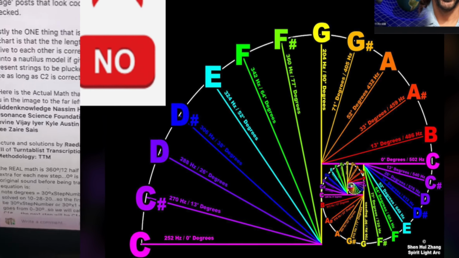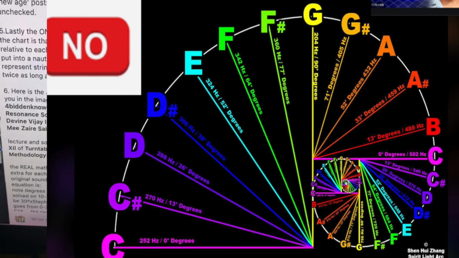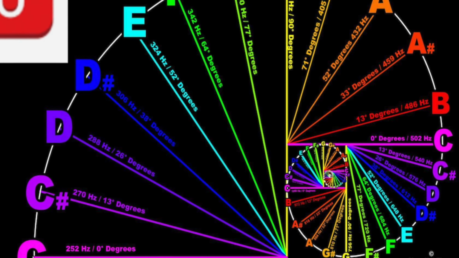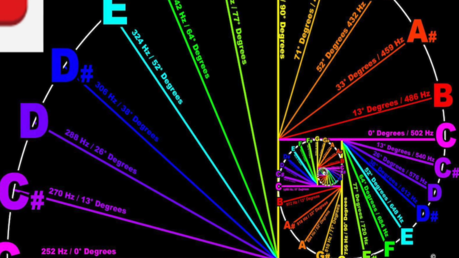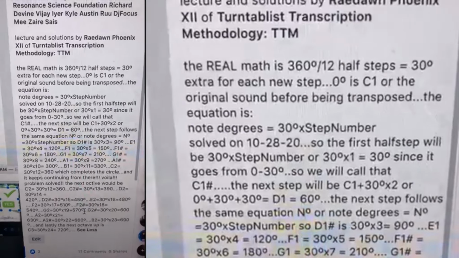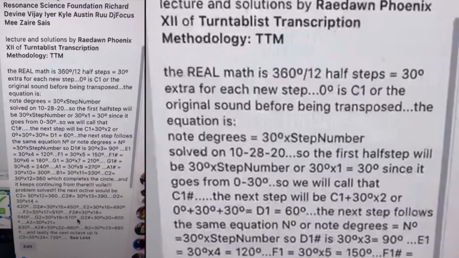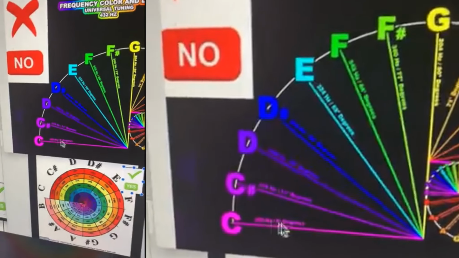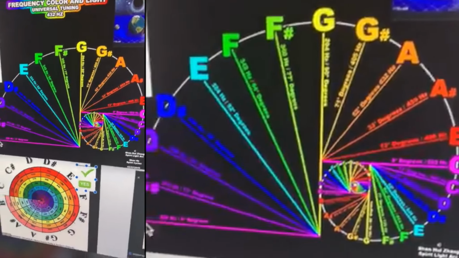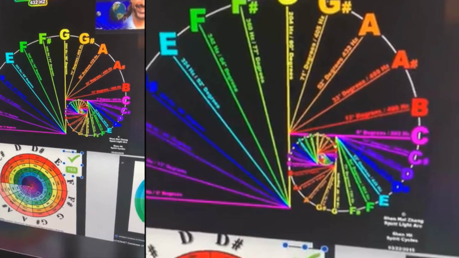So all right, now here's the actual math that I calculated for you in the image to the far left. So that's this right here, and we're going to look at that right down here. All right, tagged a bunch of people. All right, so the real math is 360 degrees divided by 12 half steps equals 30 degrees. So that means 30 degrees for each new step. So for those who don't know what a step is, one octave going from C to the other C, you can divide that into 12 half steps. And a half step is just moving up one key on the keyboard, right?